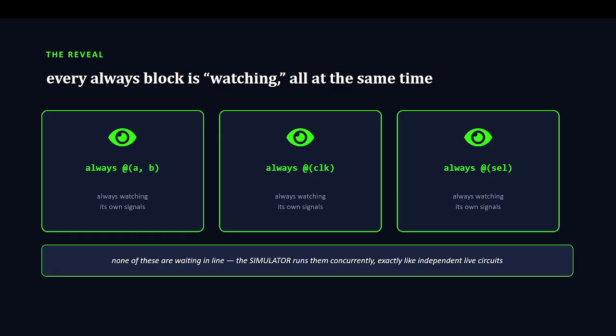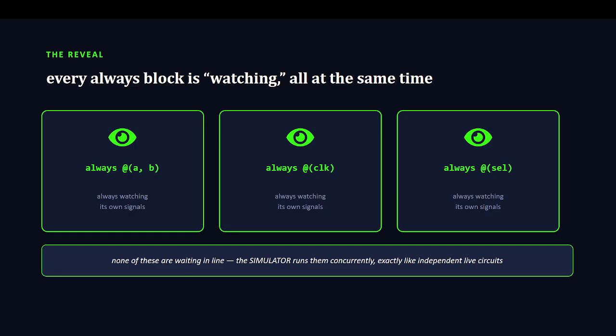So here is what that actually looks like in code. Say you have got three separate always blocks in the same module. First, always @(a, b): this one's watching signals A and B. Always @(clock): this one's watching the clock. Always @(sel): this one's watching a select line. All three of these are sitting in your file, one after another, top to bottom like normal code.